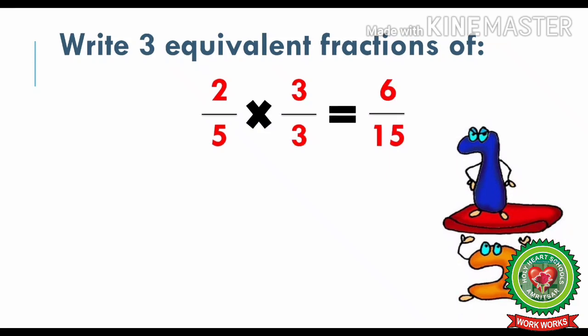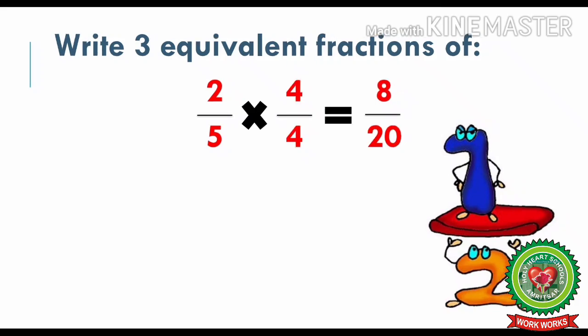To get the next equivalent fraction, we again have to multiply 2 upon 5 by the same number. Now, we will multiply it by 3 upon 3. So, 2 3s are 6. 6 is the numerator and 5 3s are 15. So, the next equivalent fraction is 6 upon 15.